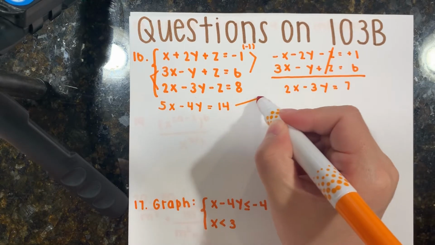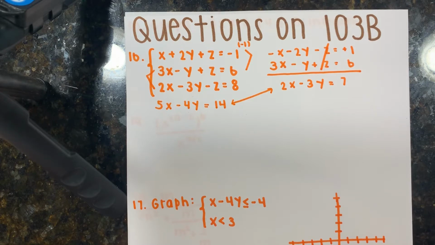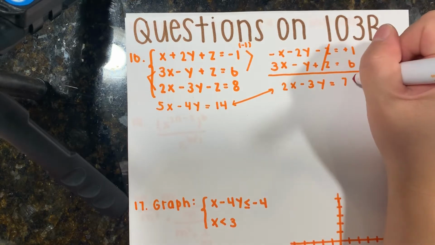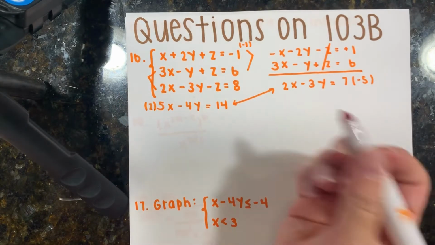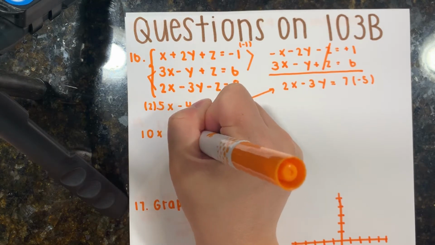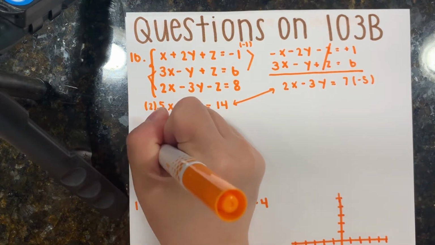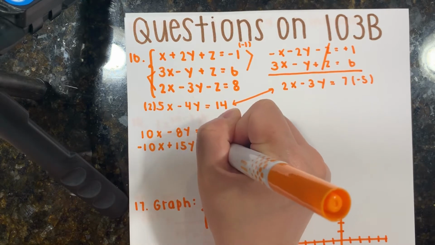Now I'm trying to solve these two equations together, and you can do that by either substitution or elimination. It doesn't matter which one. I'm going to choose to just do elimination. Let's eliminate the x. So I'm going to multiply this equation by -5 and then this equation by 2. When I do that, I'm going to get 10x minus 8y equals 28. And when I multiply that by -5, I get negative 10x plus 15y equals negative 35.